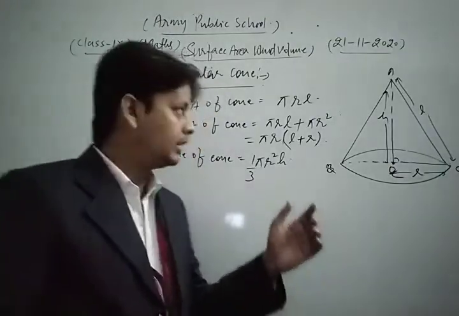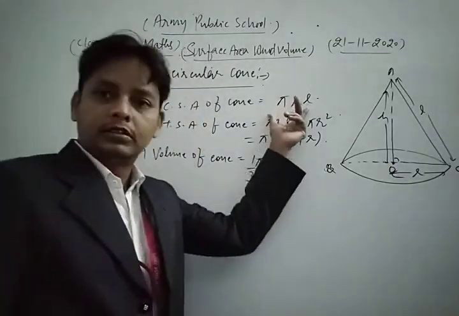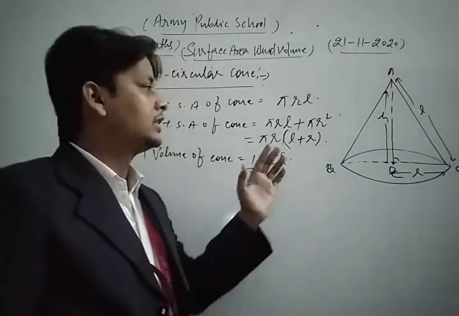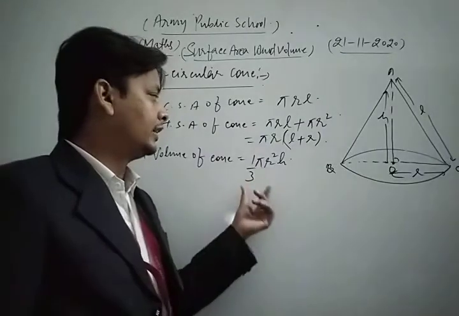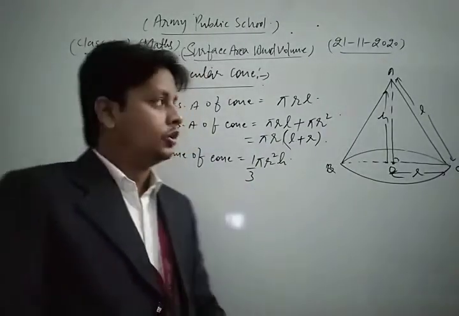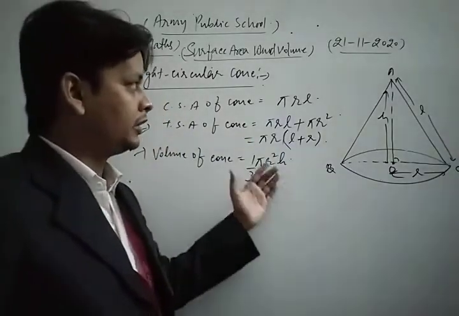Okay, dear friends, let's see one more time. This is your curved surface area of the cone, pi r l. Here l is the slant height of the cone, r is the radius of its base, and the volume of the cone is 1 by 3 pi r square h. So these are some important formulas related to cone.